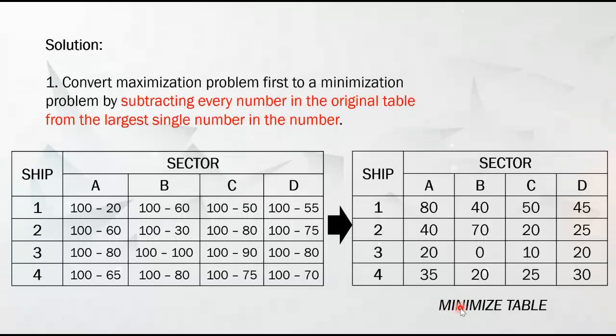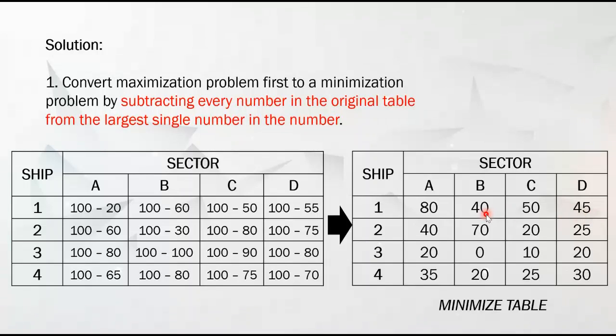So now we are going to solve the assignment problem using the Hungarian method. And remember, the first step is the row reduction. In row reduction, we are going to subtract from each row the lowest number in that row. Let's check again the table that we had earlier. For row 1, the least number right here is 40.